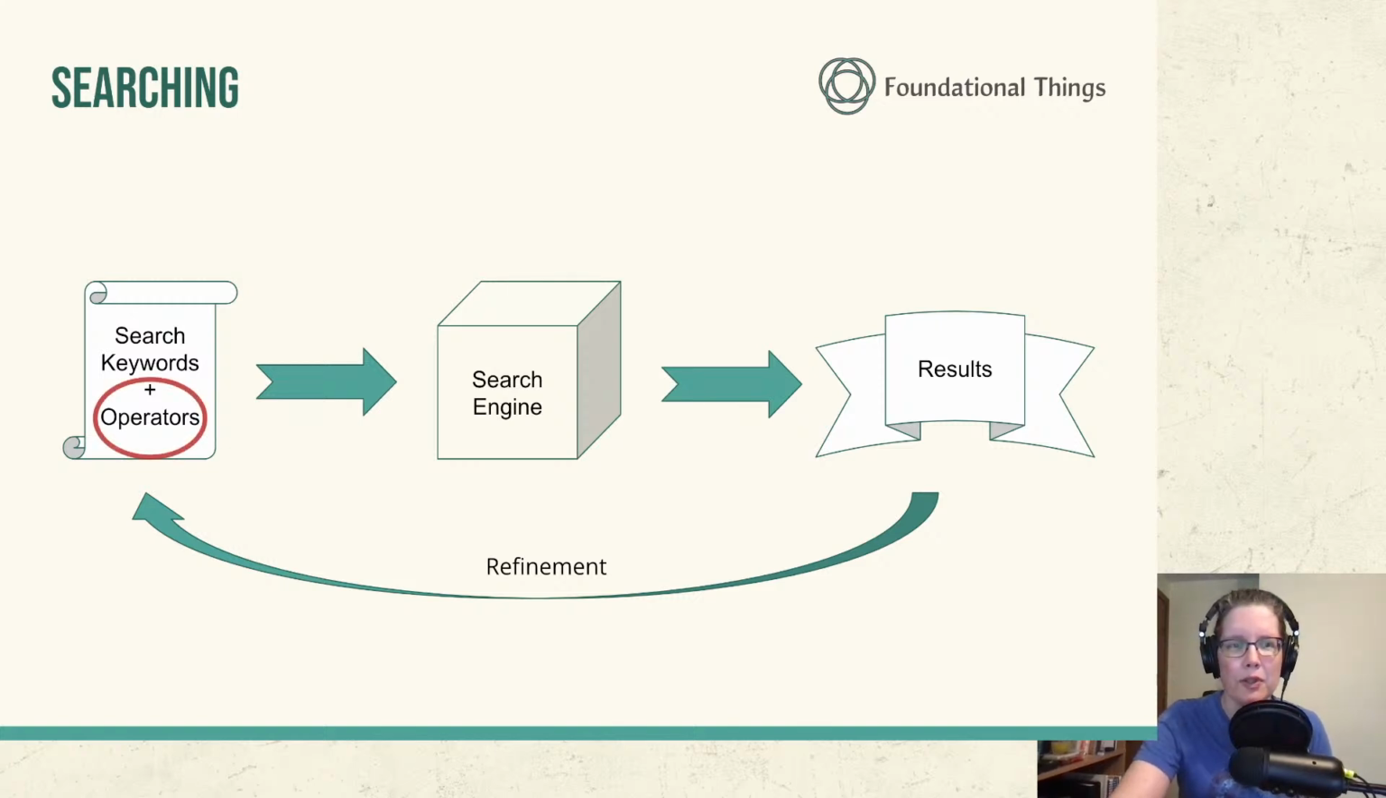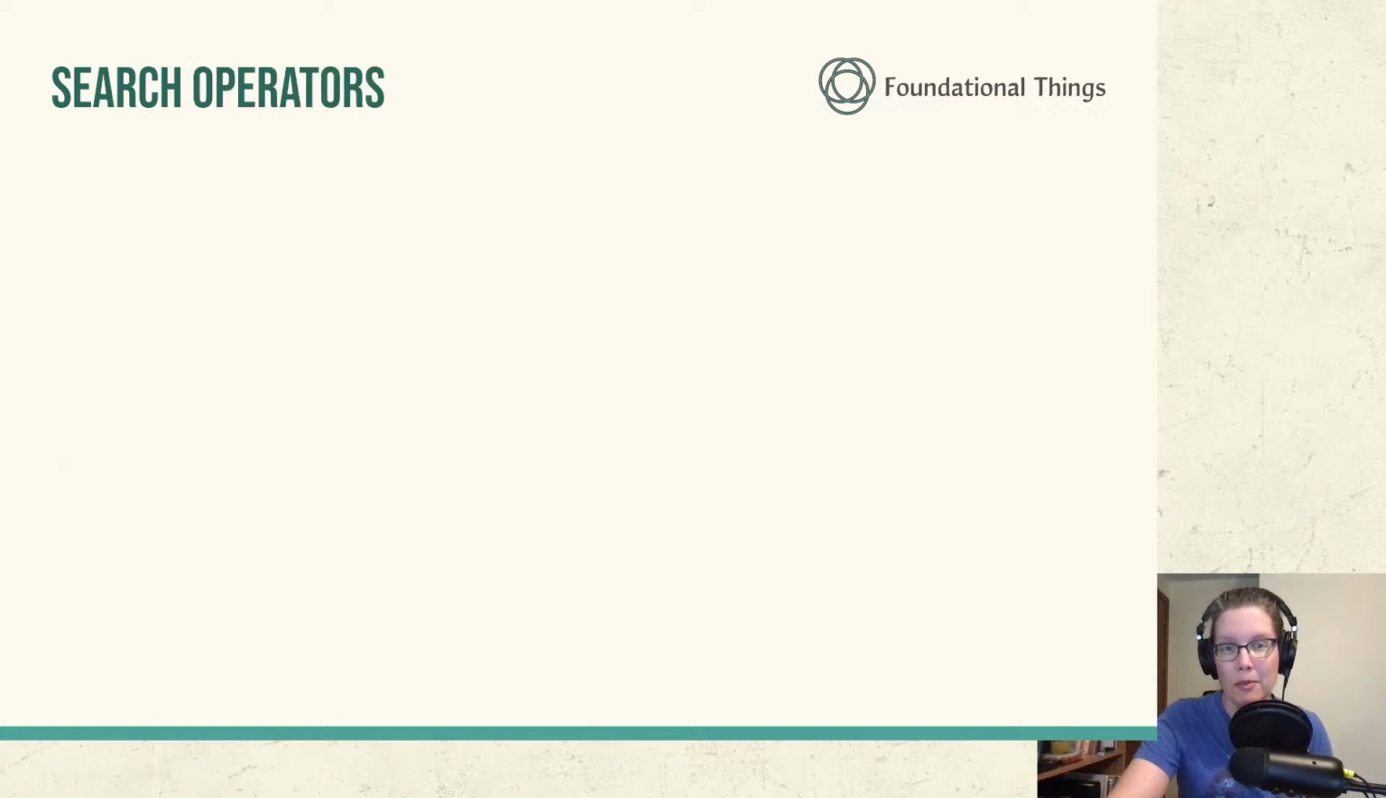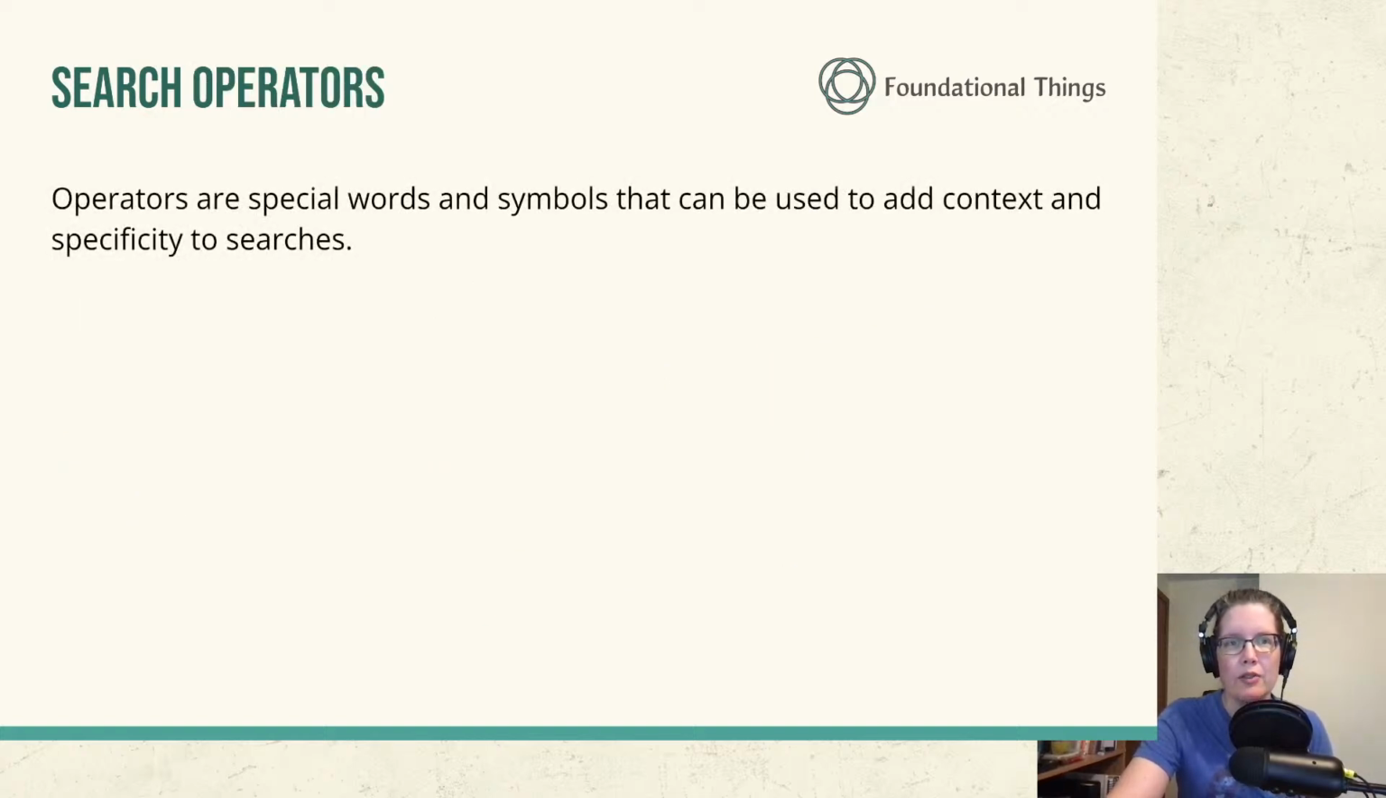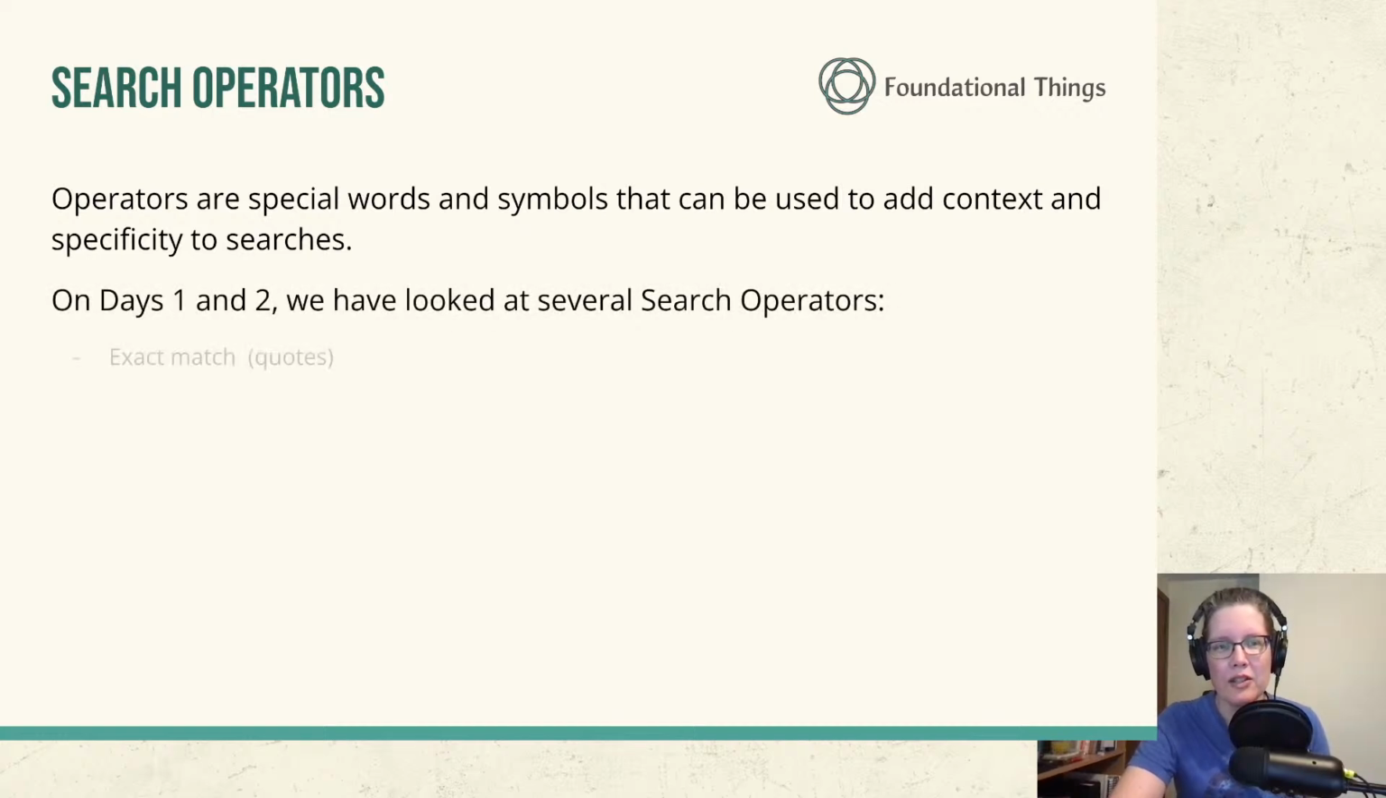So this is really our workflow, and we're specifically looking at the power of how to refine using our operators. Again, search operators is just a term, it isn't the only term that describes this, but it's a term that we're using these couple of days to describe the special words and the symbols that can be used to add that context or to improve the specificity to our searches. And the last two days, we've looked at things like exact match, exclusion, using ands and ors.